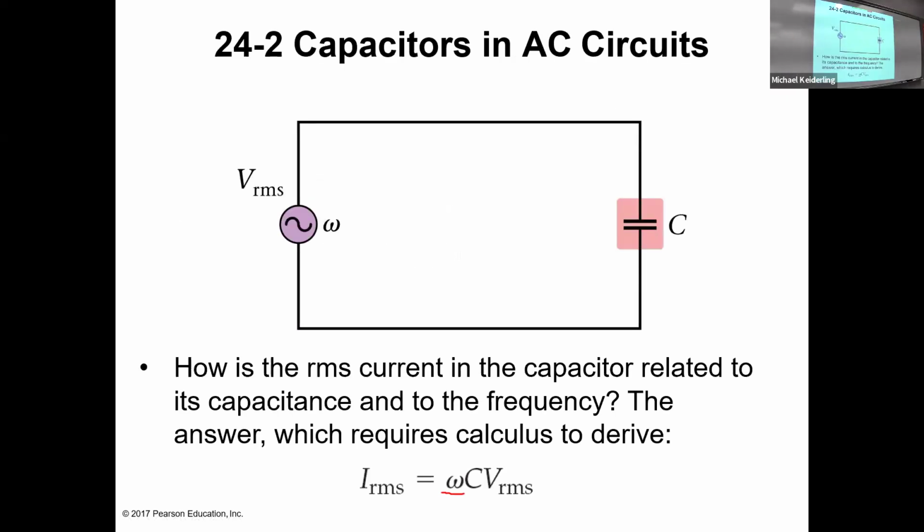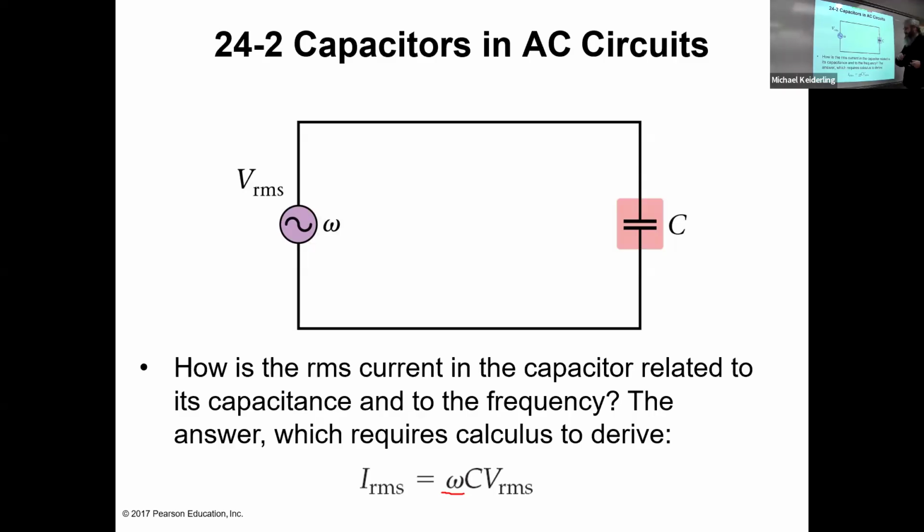So we were talking about AC circuits. We mentioned that when we have a resistor in an AC circuit, the voltage of the resistor is current times resistance.